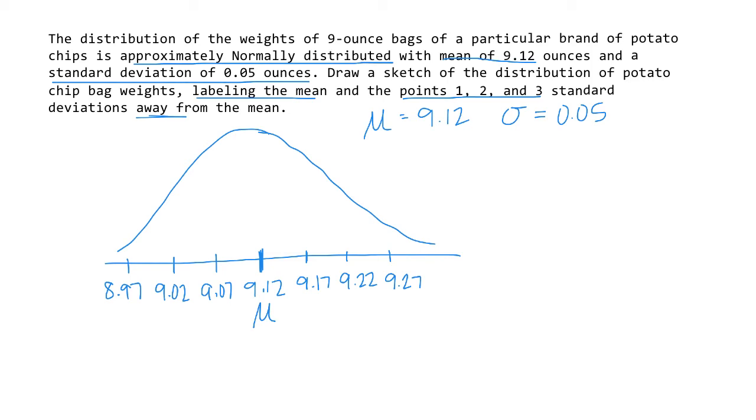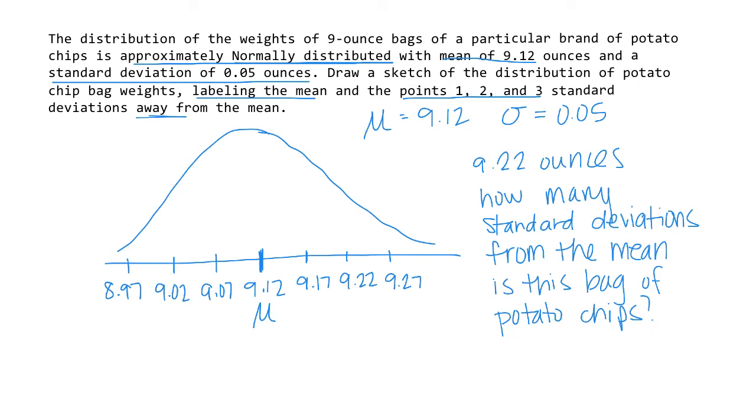So that's all we would have to do for a problem like this. We're just sketching what the shape of the distribution looks like. It says it's normally distributed, which is why we're drawing this shape. Sometimes you'll have problems saying, for example, let's say a bag of potato chips was 9.22 ounces, and you might get a question that says, how many standard deviations away from the mean is this bag of potato chips?